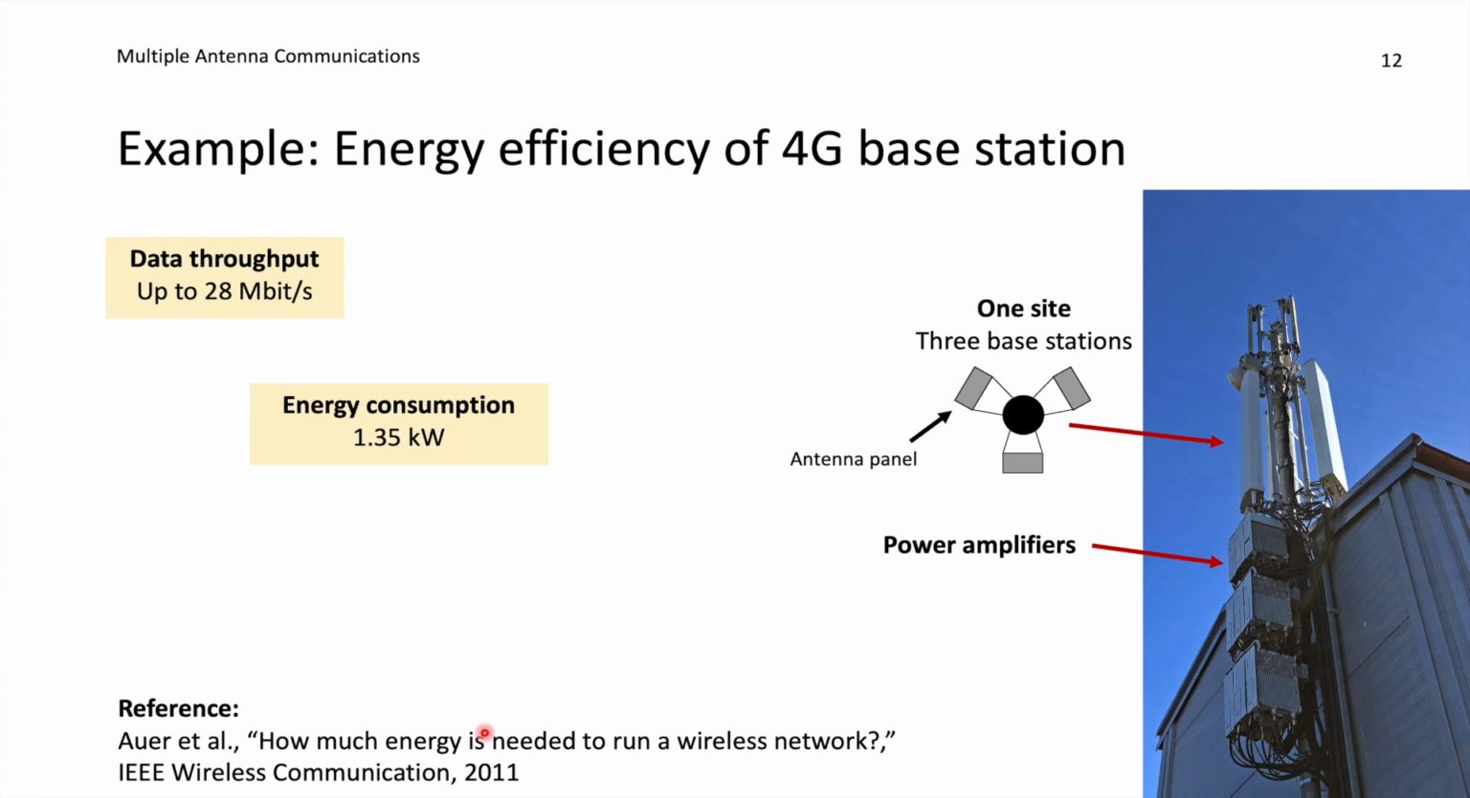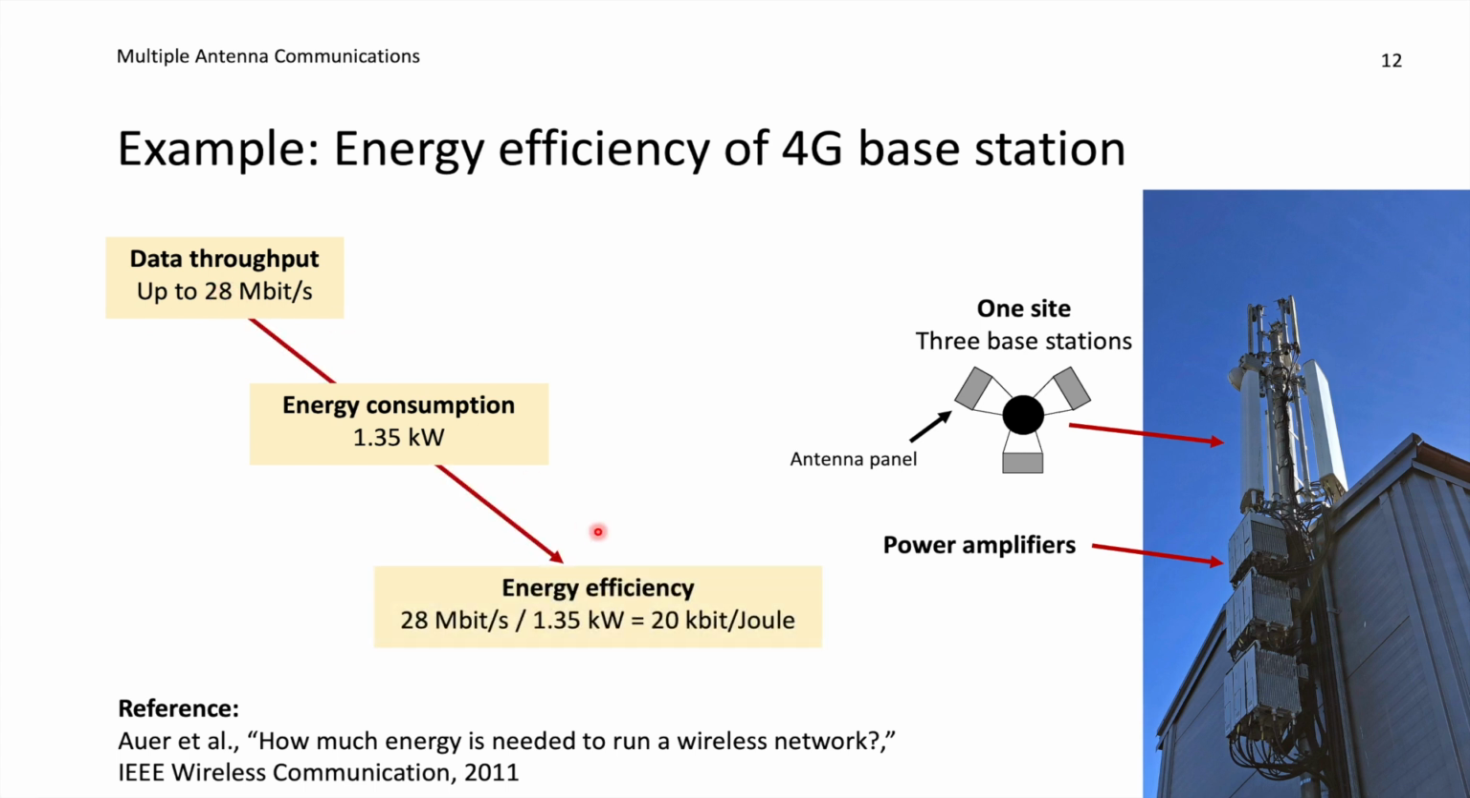There is a paper from 2011 called How Much Energy is Needed to Run a Wireless Network. And for this entire site here, the energy consumption was at that time 1.35 kilowatt. And this base station site could transfer up to 28 megabits per second. If you are computing the ratio between the two different numbers, so 28 megabits per second divided by 1.35 kilowatt, we get the energy efficiency of around 20 kilobit per joule. So this was how a 4G base station was performing in terms of energy efficiency.